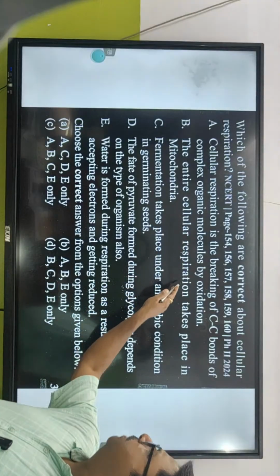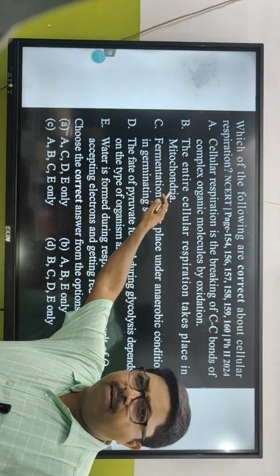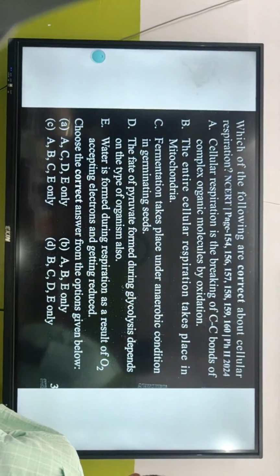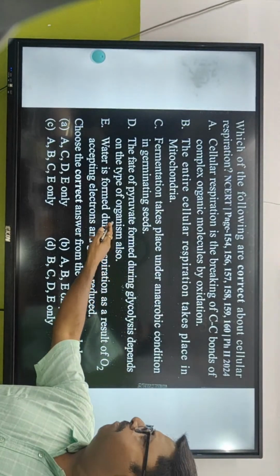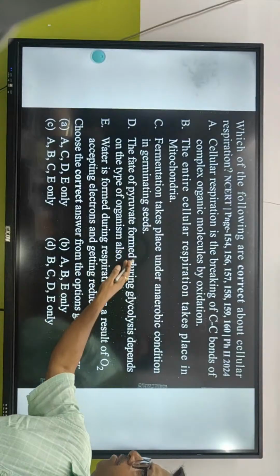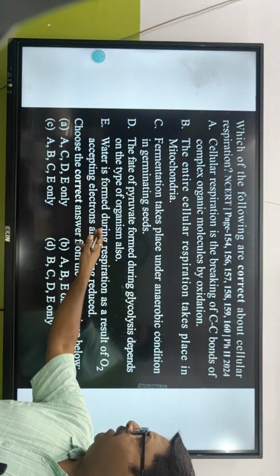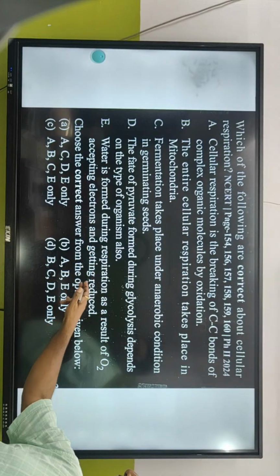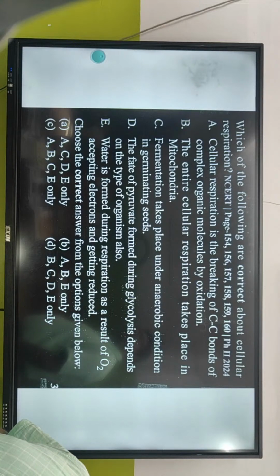The entire cellular respiration takes place in mitochondria. Right or wrong? Wrong. Acha. Fermentation takes place under anaerobic conditions in germinating seeds. The fate of pyruvate formed during glycolysis depends on the type of organisms also. The fate of pyruvate formed during glycolysis depends on the type of organisms? No. Water is formed during respiration as a result of oxygen accepting electrons and getting reduced. Option A, B and E. A correct. A, B and E.